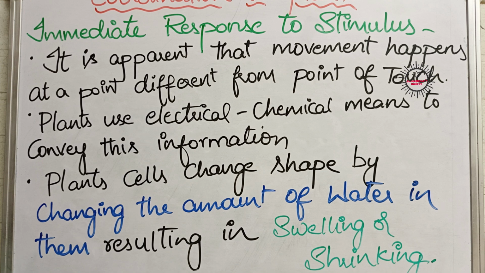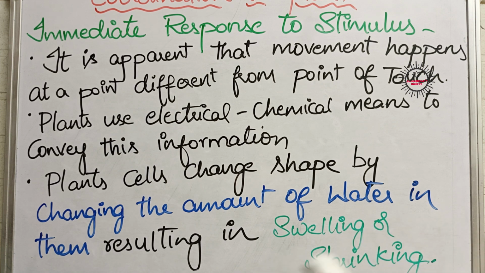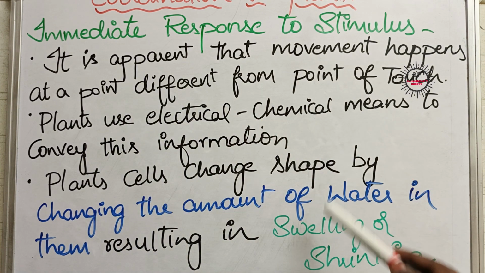Plants neither have a nervous system nor a muscular system, isn't it? Then how can a plant detect the touch? And how can the leaves respond to the touch? Let us explain about it. In case of touch me not plant, it is apparent that movement happens at a point different from the point of touch.